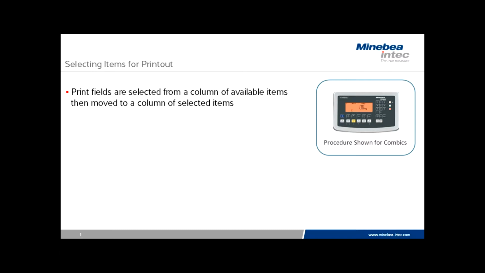The print fields are selected from two separate columns. One column contains the items that are available for printouts, and the other column represents those items that have already been selected.